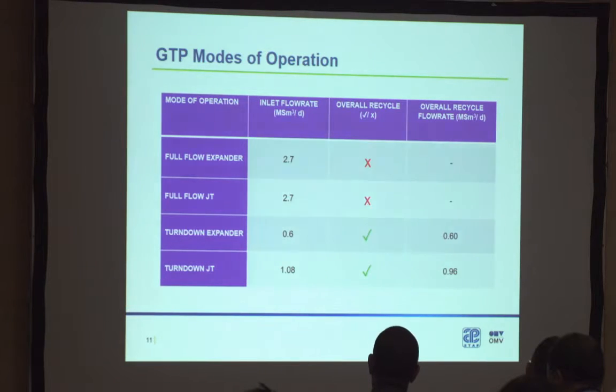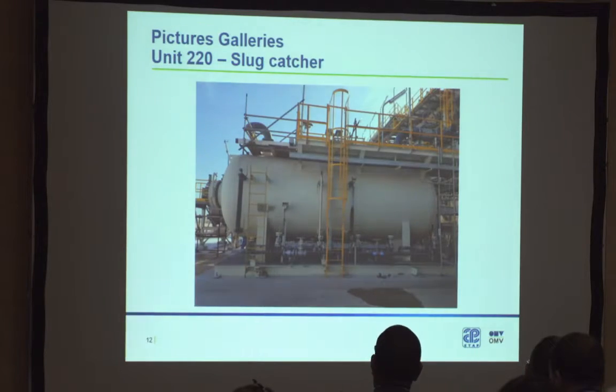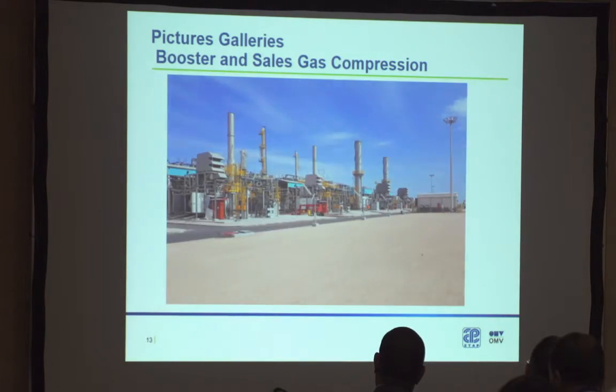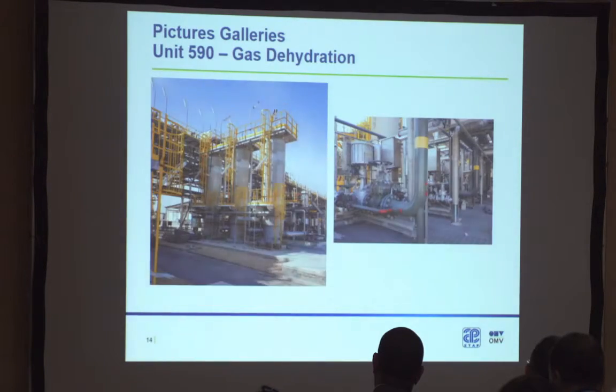The GTP operation, we have 2 modes. We have the turbo expander and the JT mode. The design capacity is 2.7, turndown is 0.6. Some photo galleries, this is the slug catcher. This is booster and sales gas, 2 booster, 2 sales. Molecular sieves. This is the tower, and here switching valves.